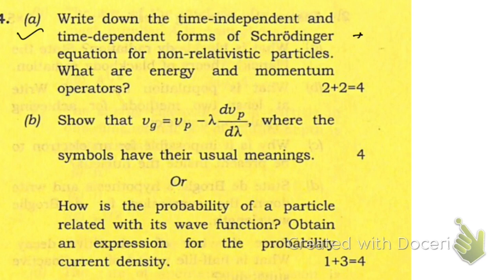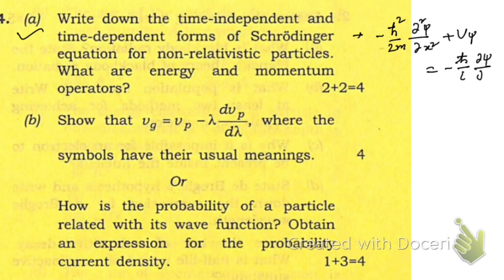Let me write here. So that is minus h bar squared by twice m, second order partial derivative of phi with respect to x, then plus V phi, where V is the potential, and it's equal to minus h bar by i, then del phi by del t, right? Phi is the wave function. So this is the time dependent Schrodinger equation, right?